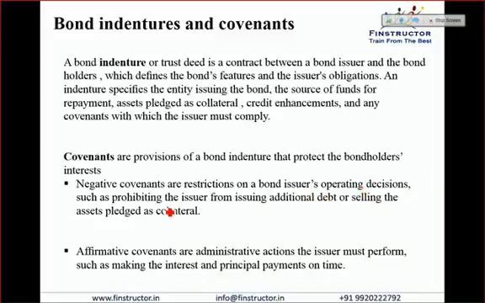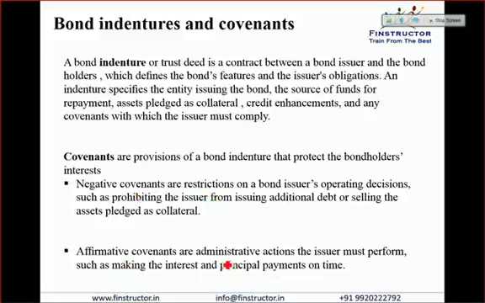That is, the issuer cannot issue more debt until he has repaid the previous debt, or he cannot sell the assets that he has pledged as collateral, or he cannot pay dividends until the debt has been serviced, so on and so forth. So negative covenants are restrictions.